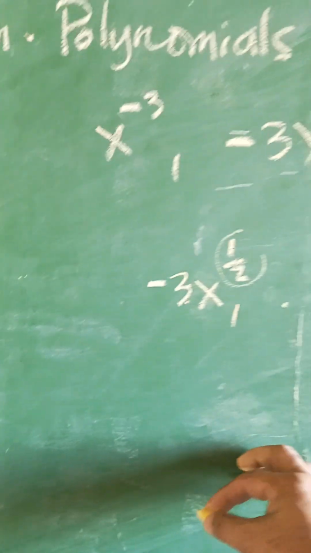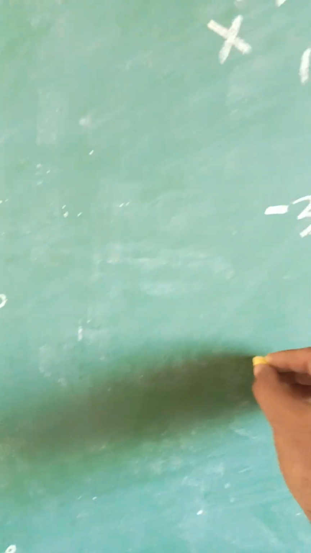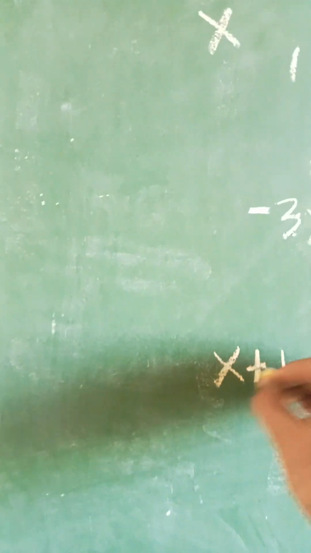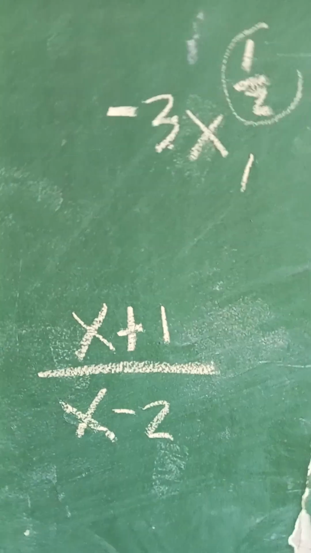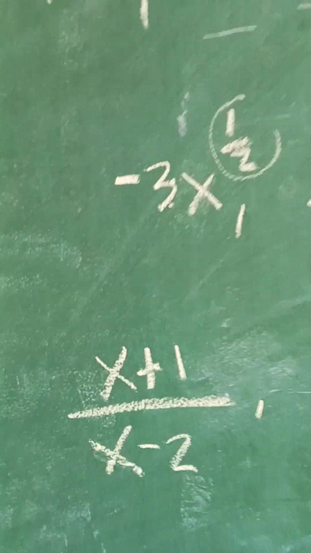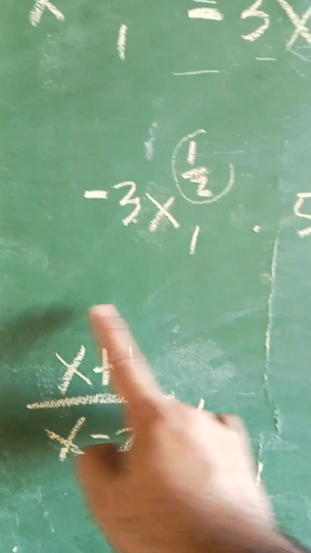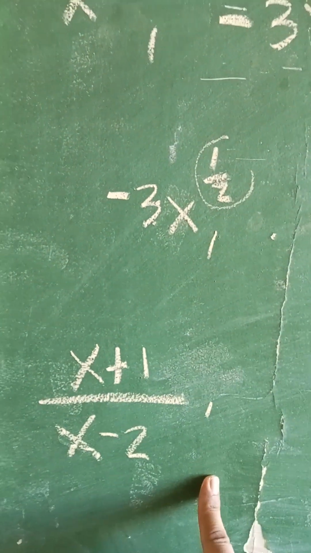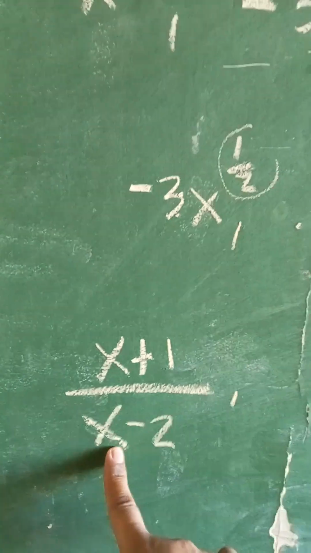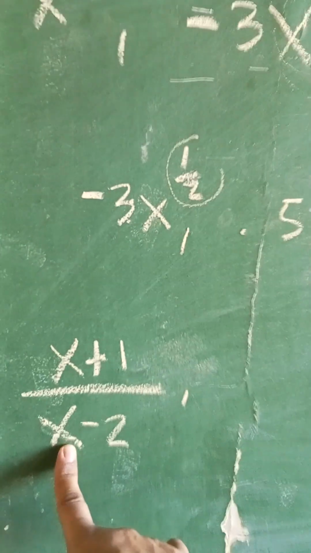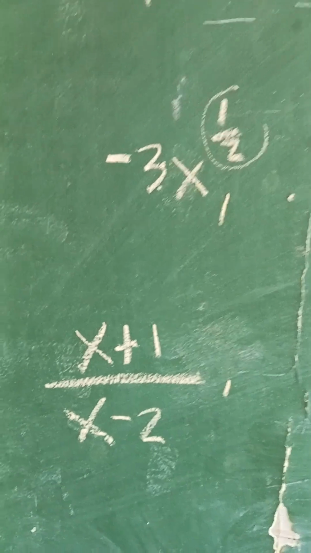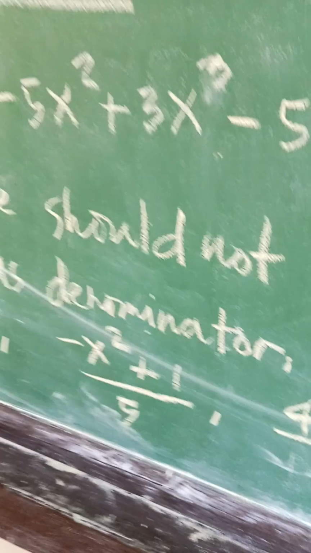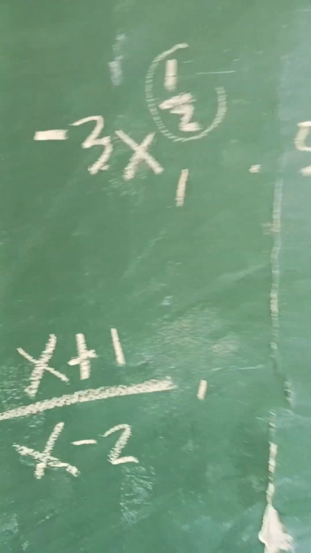So how about this one? What makes it non-polynomial if there are denominators? For example, you have here x plus 1 over x minus 2. It is still considered an algebraic expression. However, we cannot consider this one as polynomial because the denominator has a variable here. Can you see the difference between this example and the previous one?